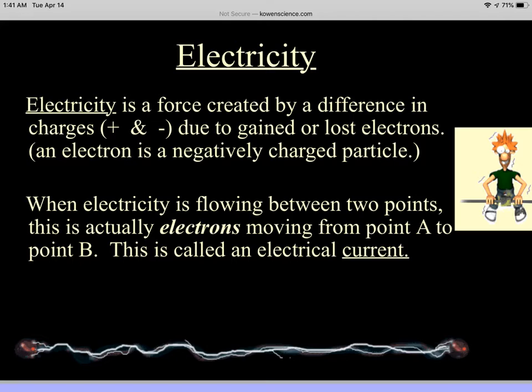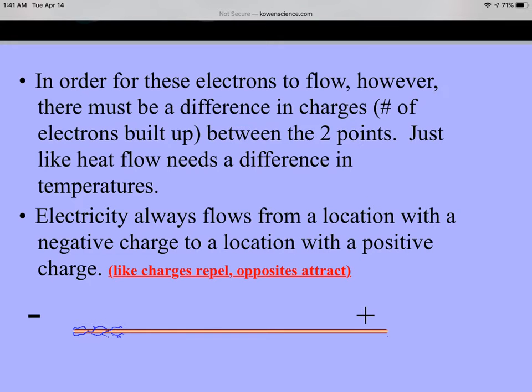Electricity is the force that's created by differences in charges due to a loss or gain of electrons. Remember, electrons have a negative charge. So when electrons flow between 2 points, this is actually electrons moving from point A to point B, and this is what we call electric current. In order for the electrons to flow, there must be a difference in the charges, or the number of electrons, that's built up between the 2 points.